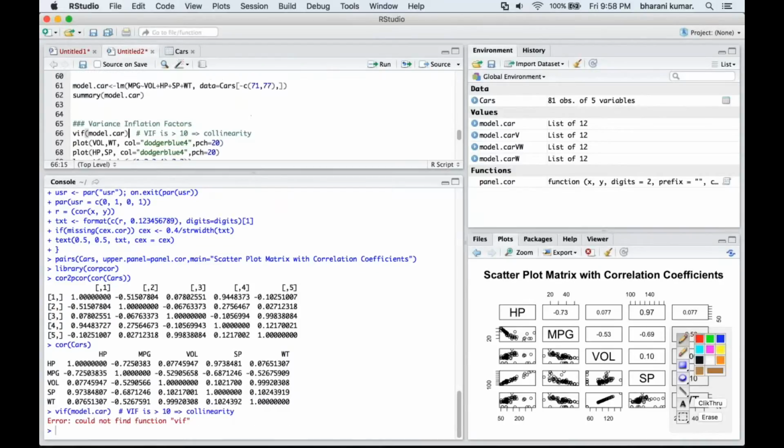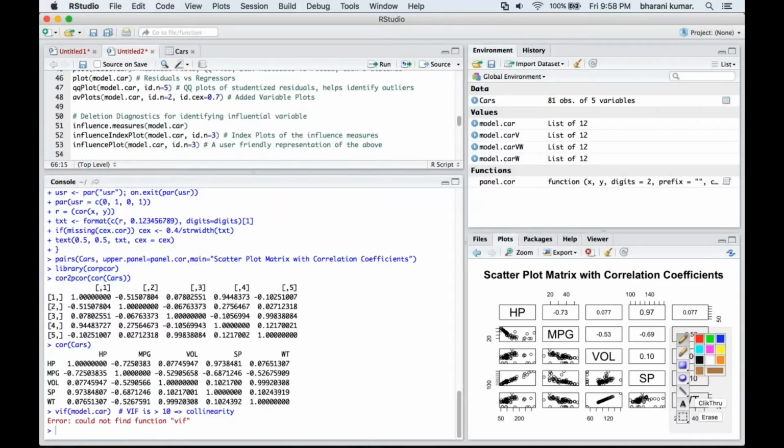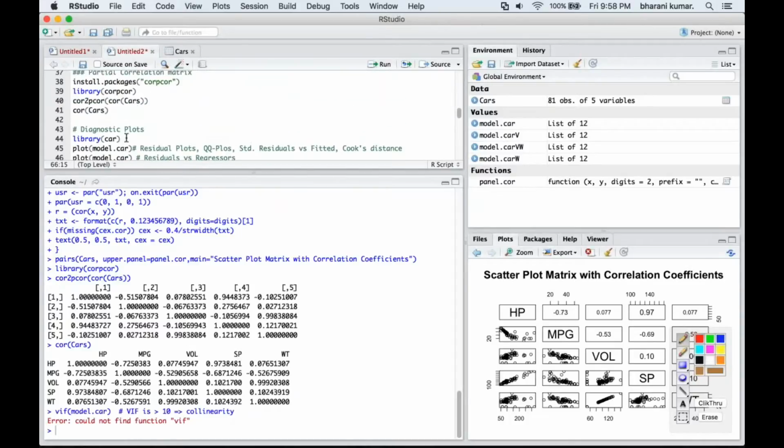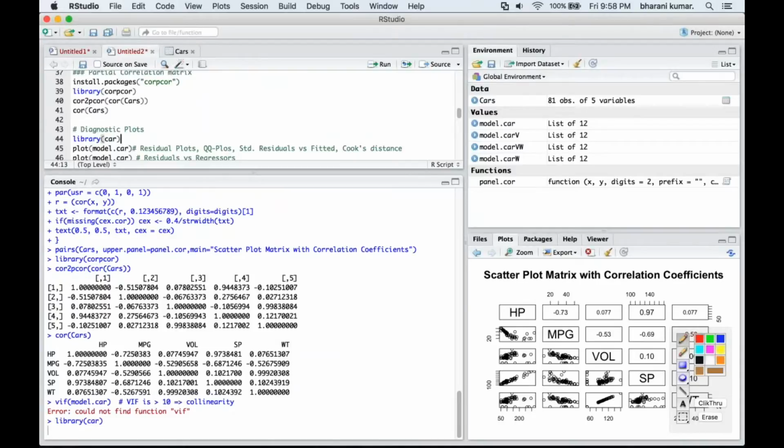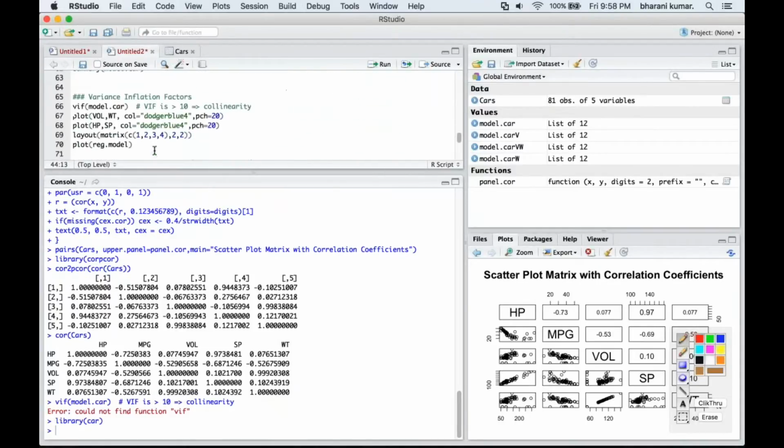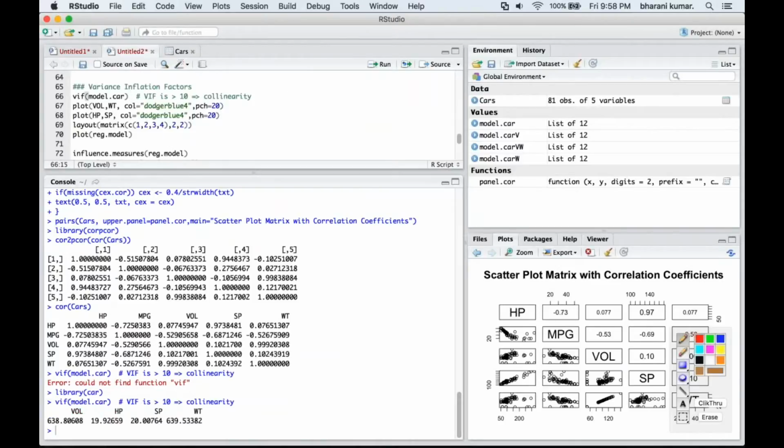Okay, there is some package which is missing. Yeah, so car is a package, which has to be installed and loaded before you do VIF. So again, I'm telling you, it's very exploratory.